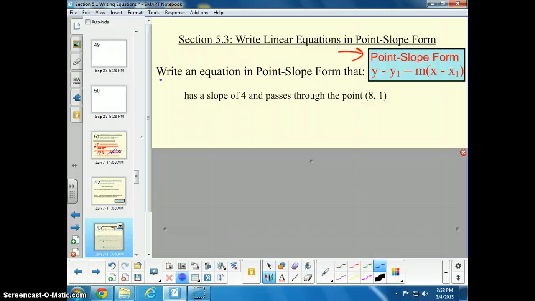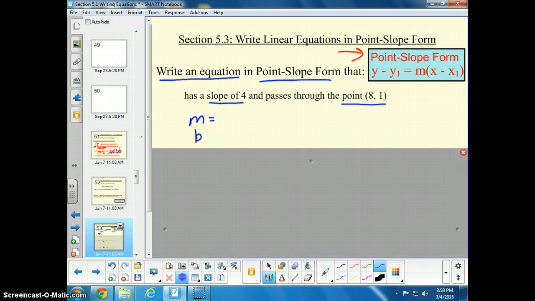Okay. So going into the problem here. Looks like problems we've seen a lot in this chapter. It says write an equation. This could be an example problem from your homework. Write an equation in point-slope form, the one we're working with today, that has a slope of 4 and passes through the point (8, 1).